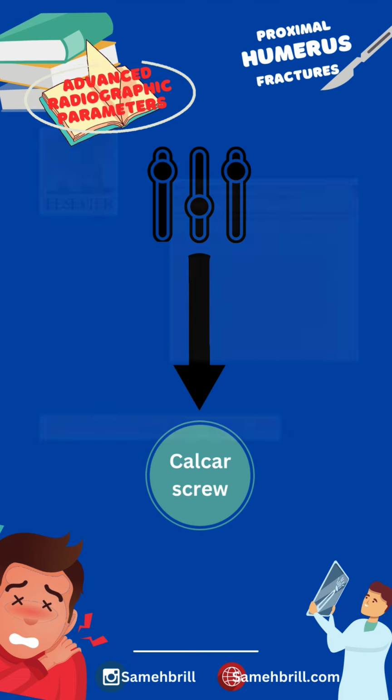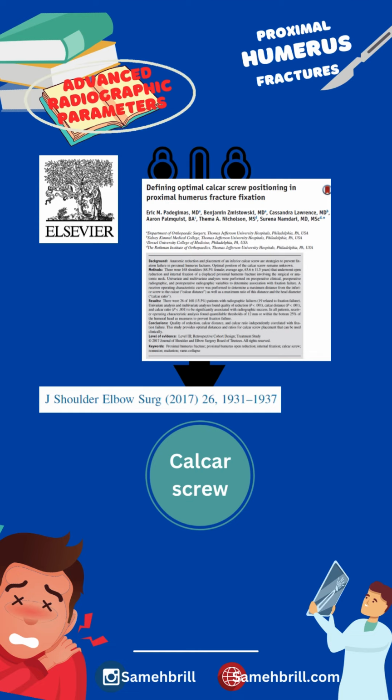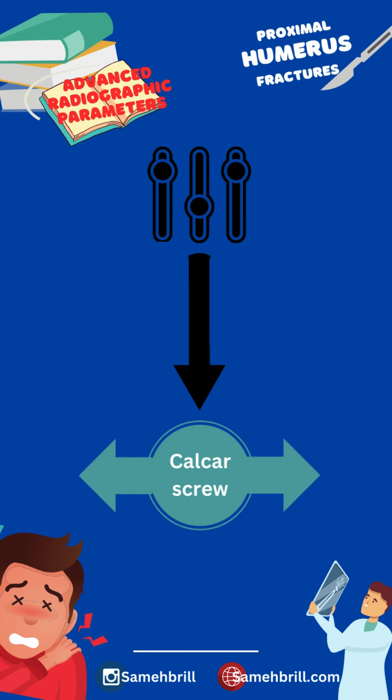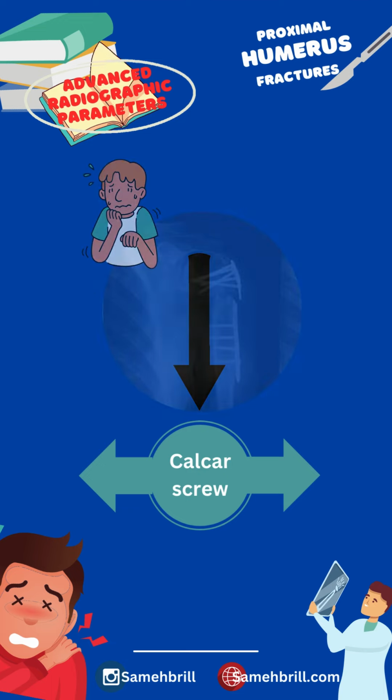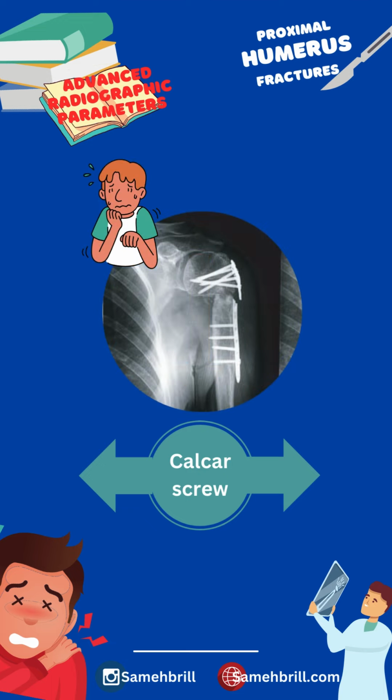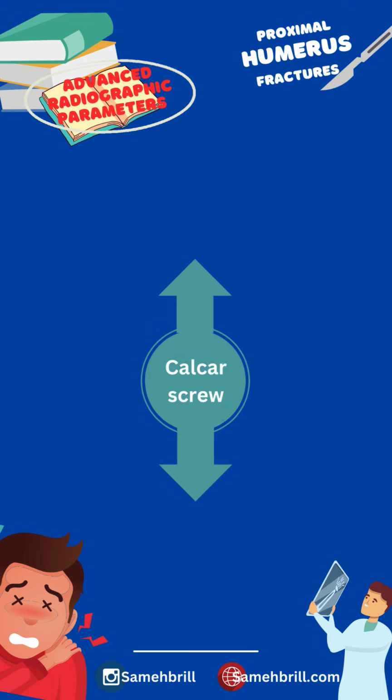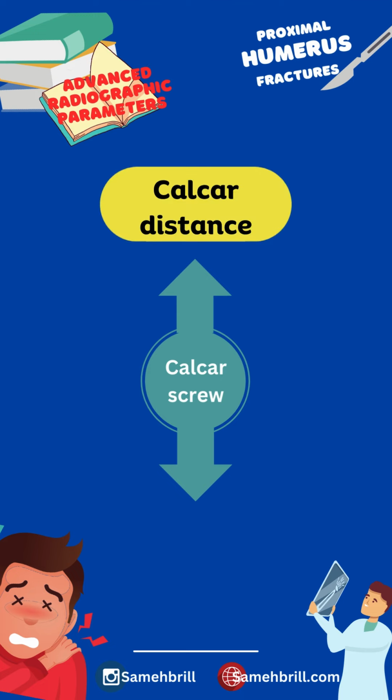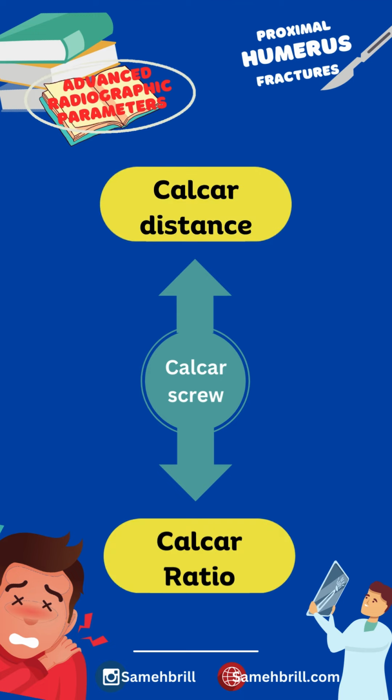In a paper published by Padigimas et al., the authors proposed two radiographic parameters for optimal calcar screw positioning in proximal humeral fracture fixation, in order to minimize the risks for fixation failure. They proposed a measured distance called calcar distance and a ratio called calcar ratio.